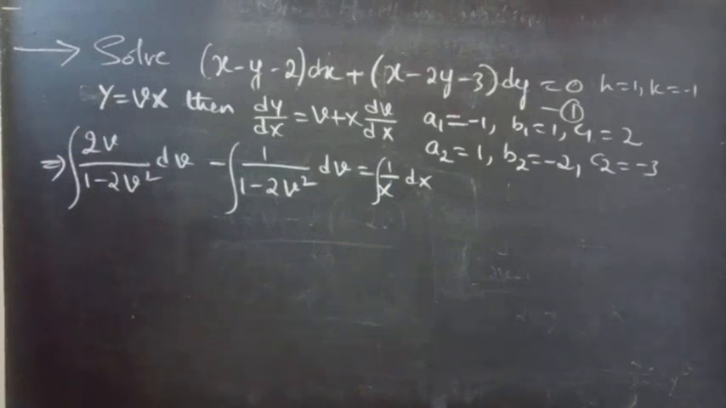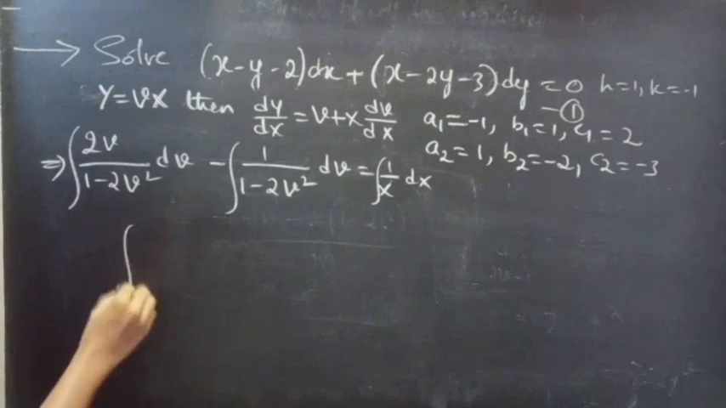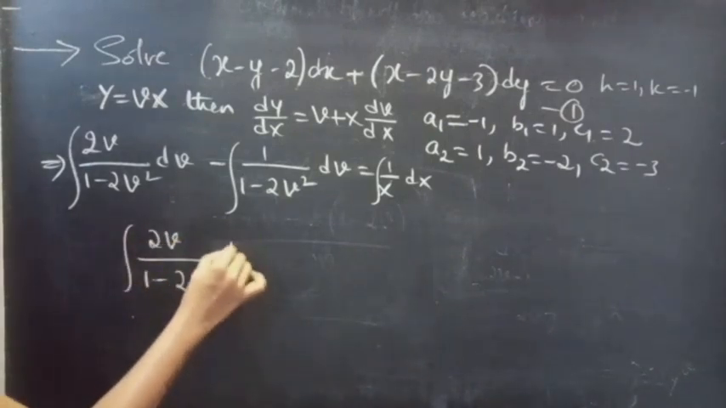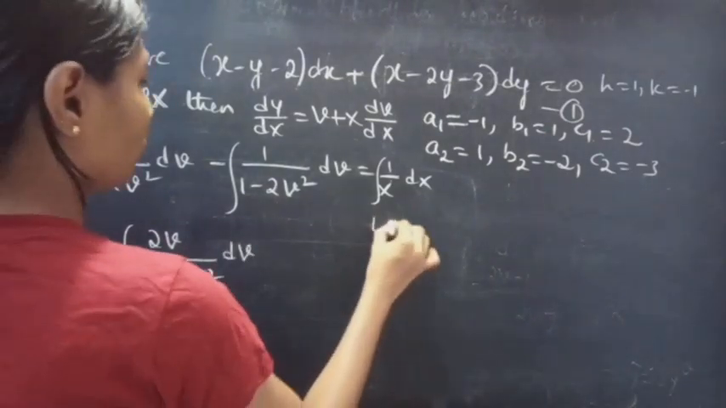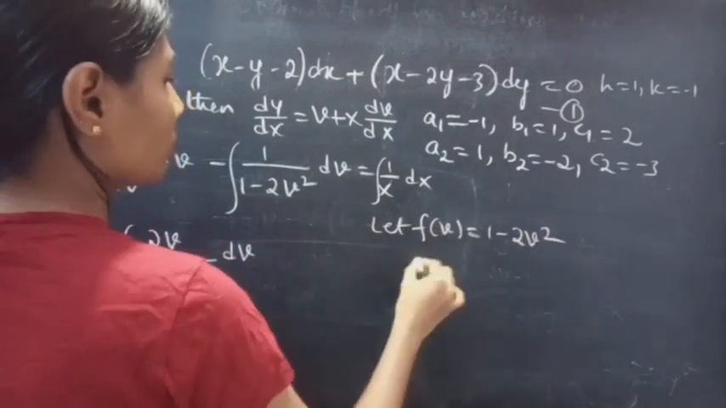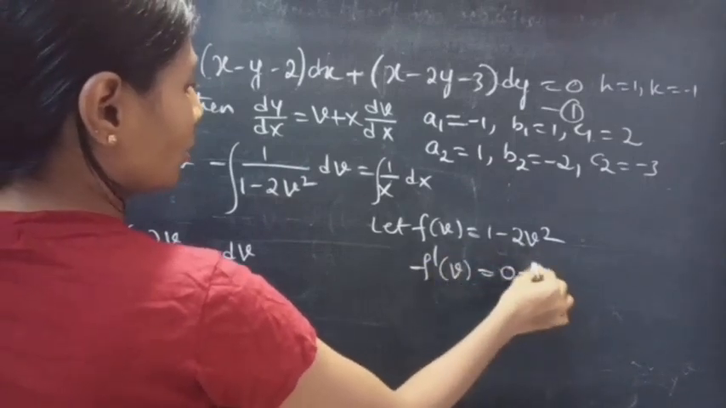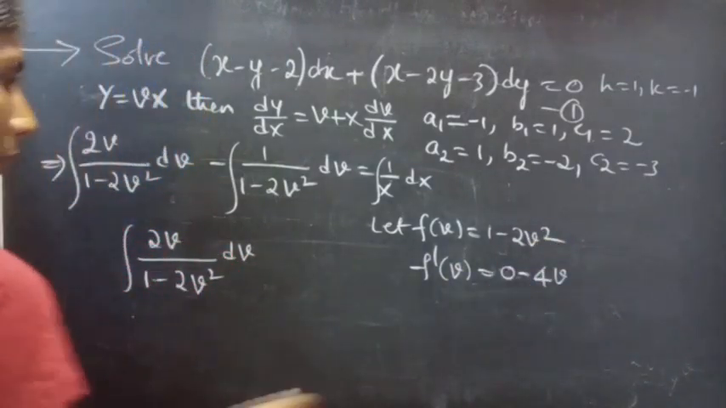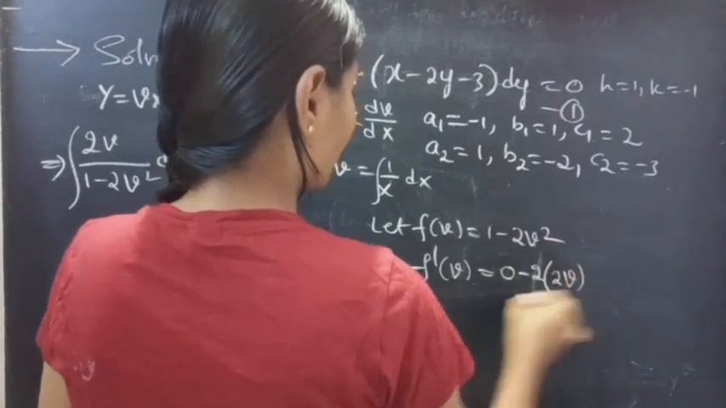Okay. Firstly, evaluate the first integral: integral of 2v by 1 minus 2v square into dv. Let f of v equals 1 minus 2v square. Then f dash of v will be 0 minus 2 twos are 4v. Derivative of v square is 2v, right? You can just write this as minus 2 into derivative of v square, which is 2v, equals minus 4v, right?